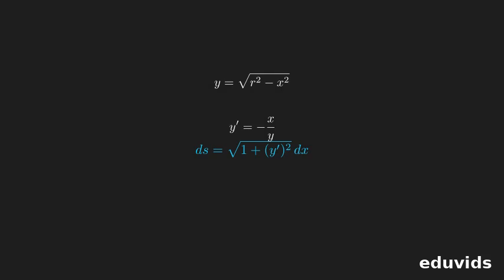We substitute both y and y prime into the arc length differential formula for ds. This substitution makes the resulting integral solvable using standard techniques.